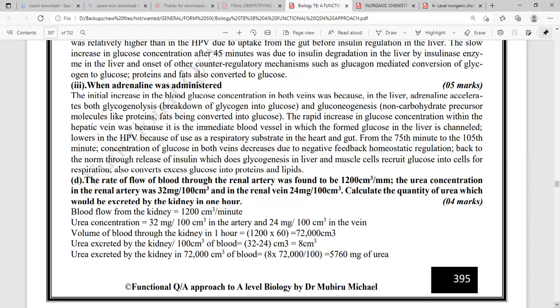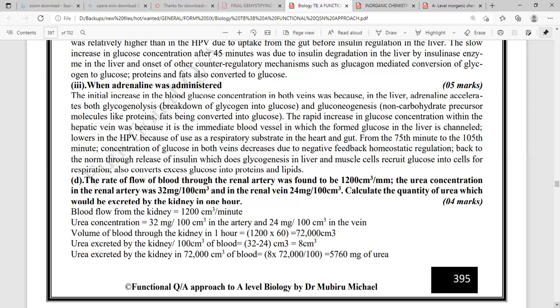So that means if blood flow is 1,200 per minute, then in an hour, which has 60 minutes, you get the blood flow. To get the volume of blood, you get the blood flow, which is 1,200 centimeters cubed. That is the rate. And you get the volume in 1 hour, which is 1,200 centimeters cubed times 60, you get 72,000 centimeters cubed. That is the volume of blood through the kidney in 1 hour.